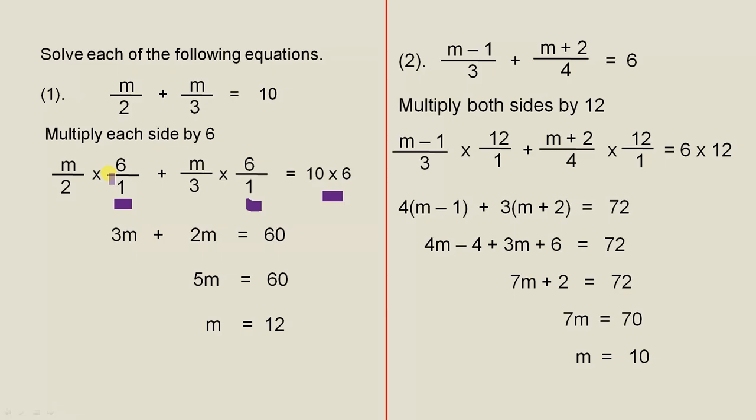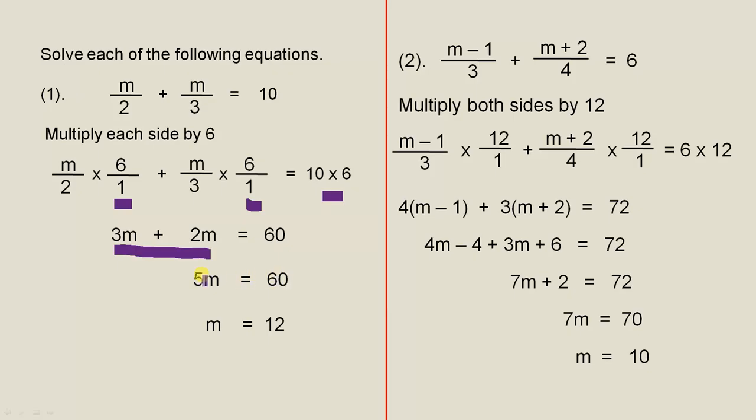So when we simplify that part there, we get 3m. Because 2 into 6 goes 3, 3 times m is 3m. Simplify that part here, you get 2m. 3 into 6 goes 2, 2 times m is 2m, and 10 sixes are 60. When we add those two together, that gives us 5m equals 60.